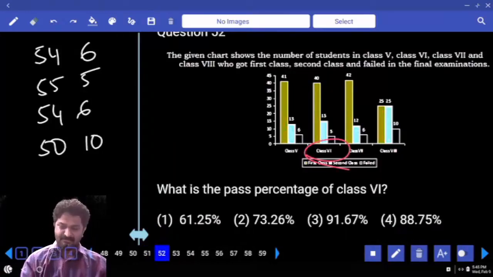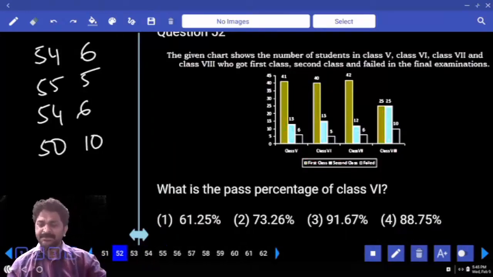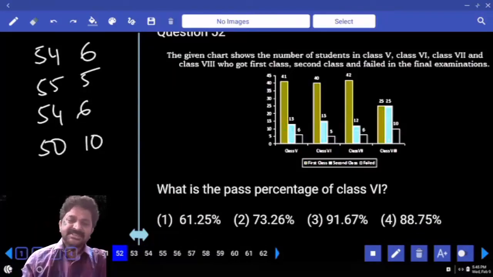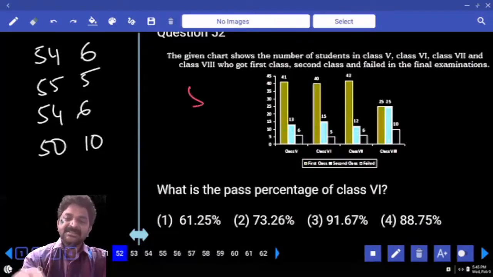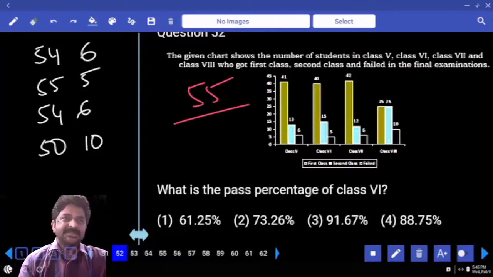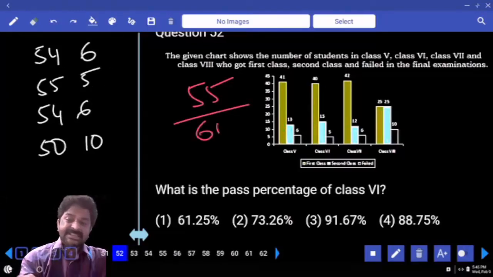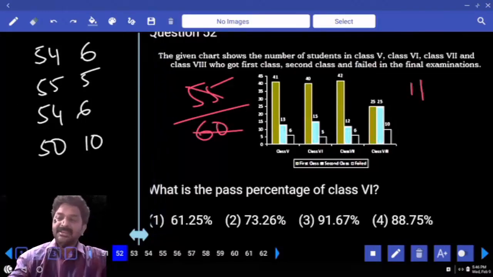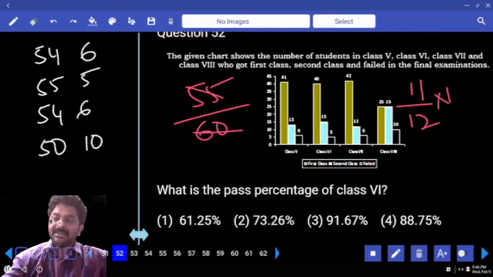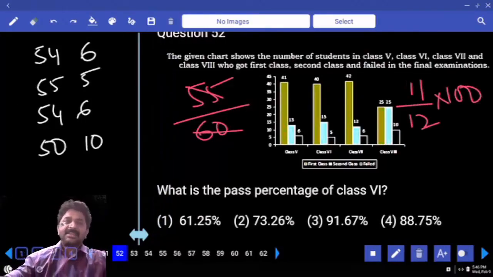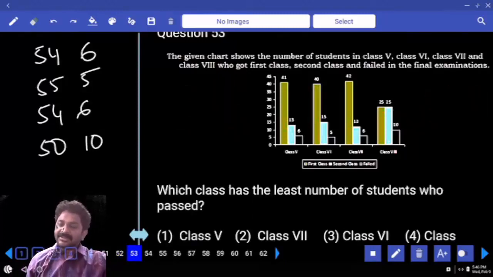Sixth class. What is the pass percentage of sixth class? In sixth class, 55 students passed out of a total of 60. That is 11 out of 12, right? 11 out of 12 into 100. The answer should be more than 90. There is only one option.